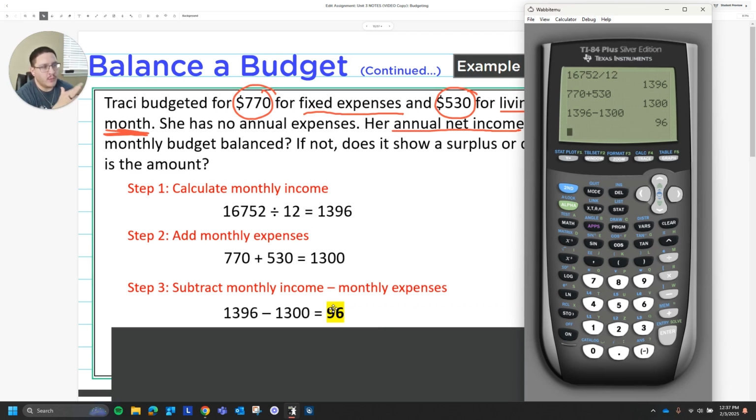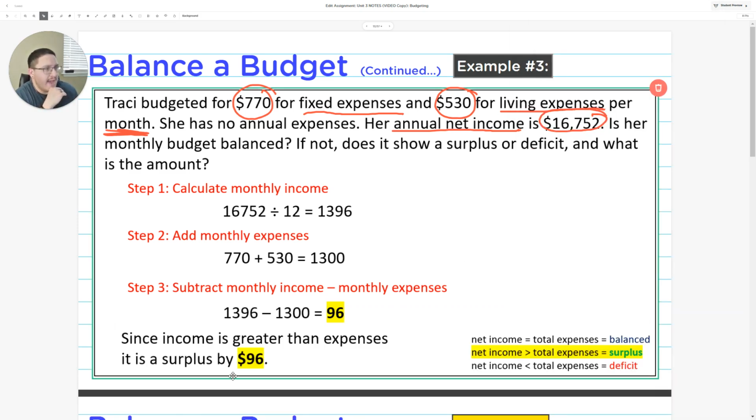But if that 96 was instead negative, for example, if these numbers were switched around and we ended up with a negative number, that means we have a deficit. We need to find out how to make up that money that we will eventually owe for our expense, either by fixing your budget or taking up another job and making more money to compensate for that lack of money for the budget. So again, we have a surplus in this case of $96. That's it for example number 3.